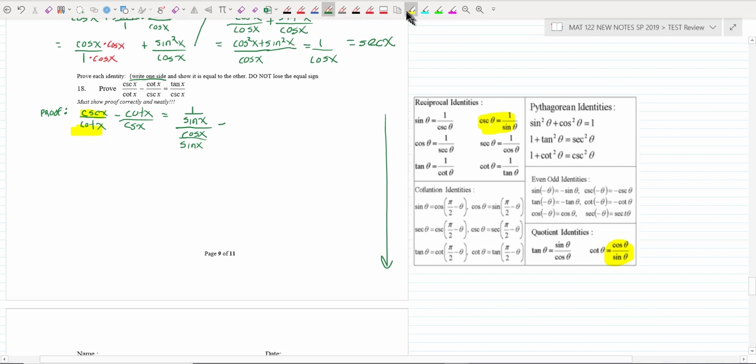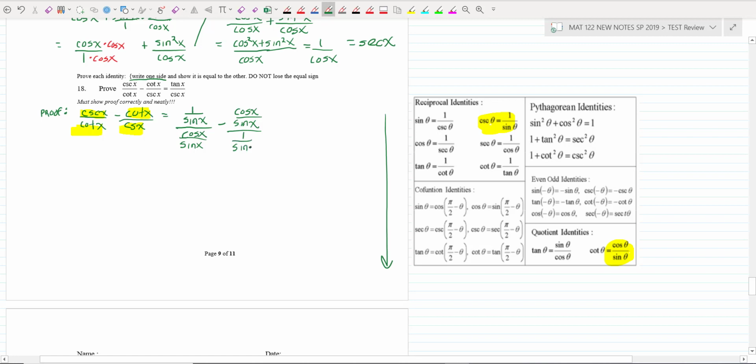Okay, now we move on to the next thing. Well, we got this cotangent. Let's do the same thing with that cotangent. Let's change that to a cosine x over sine x. And then we have the cosecant. Let's do the same thing with that. Let's change that to 1 over sine, like that.